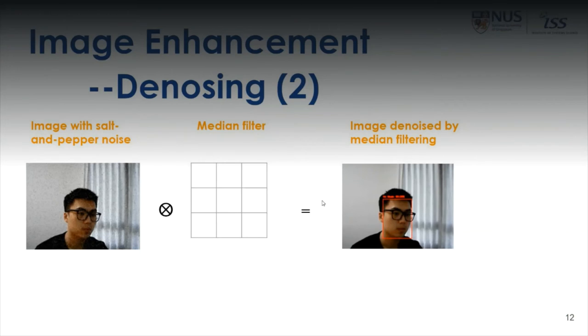We also design a median filter for another kind of noise, salt and pepper noise. When we convolve the image with the median filter, it shows the median pixel in a 3x3 local window and outputs the result. Similarly, the mask detector finds my face and successfully recognizes me not wearing a mask.